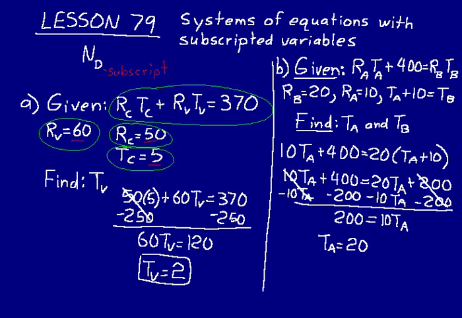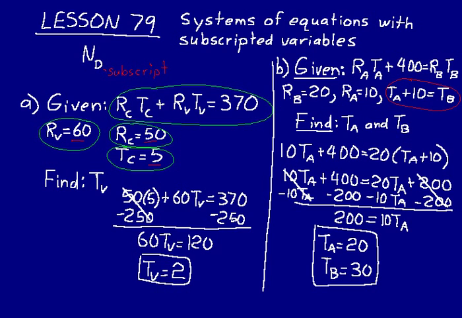Now if TA equals 20, go back and look at your original system of equations. TA plus 10 equals TB. So TB must equal 20 plus 10, or 30. And so TB is 30. Those are our two answers. TA is 20, TB is 30.